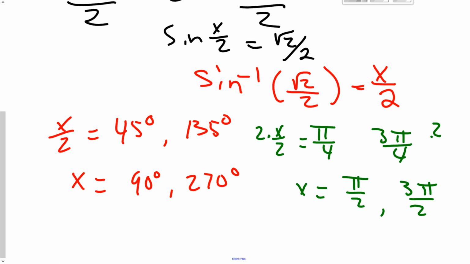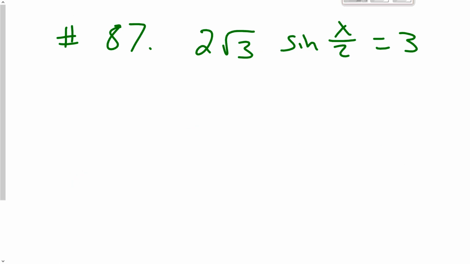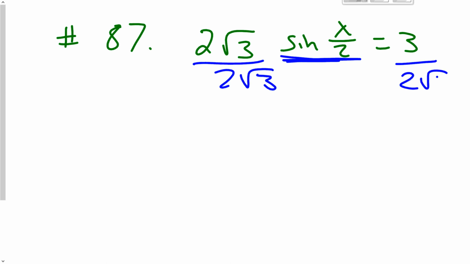Now we can look at number 87. Okay, so here we go. We want to get sine of x over 2, the half angle, by itself, so we divide by 2 root 3. So sine of x over 2 equals 3 over 2 root 3.